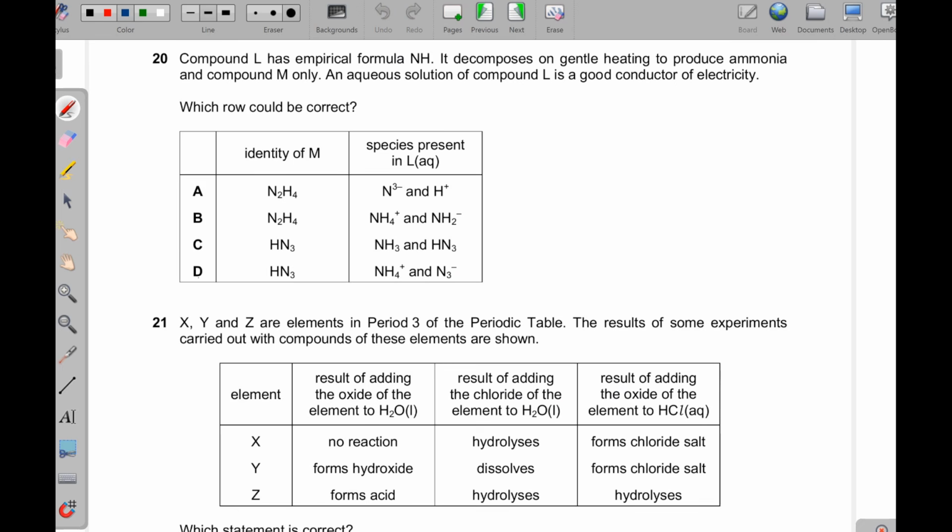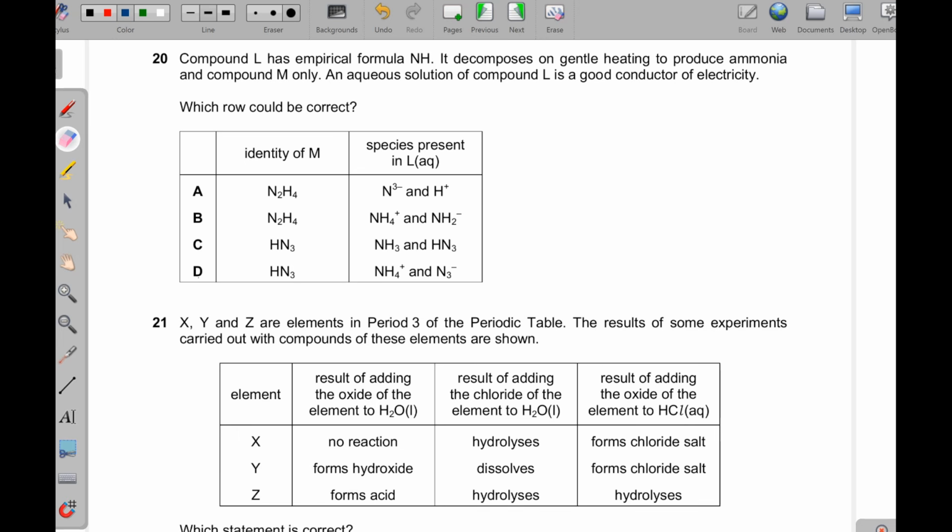So that is why our answer is A. Question 20. Compound L has empirical formula NH. It decomposes on gentle heating to produce ammonia and compound M only. An aqueous solution of compound L is a good conductor of electricity. Now, for conduction of electricity, we look at free movement of ions and also electrons. That is like in the metallic structure. And the ions that are known for the highest conduction of electricity are hydrogen ions and the OH ions.